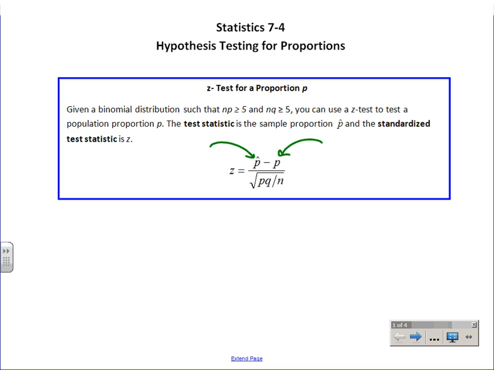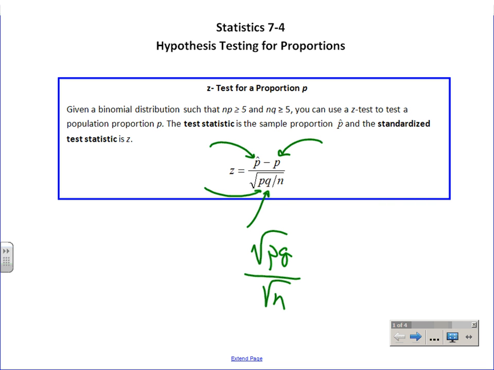And then this p down here, notice there's no hat on it, right? So that's just the actual p. Now where's the q come from again? Yeah, basically it's the complement, right? 1 minus whatever p is. And then notice, instead of splitting it up like this, they just wrote it under one radical, right?